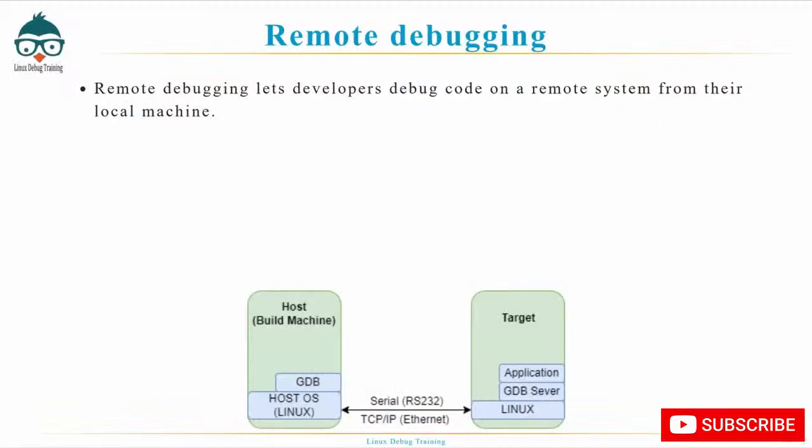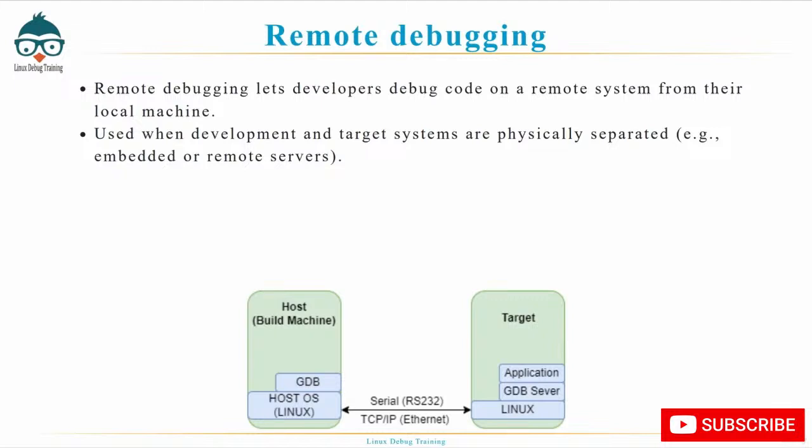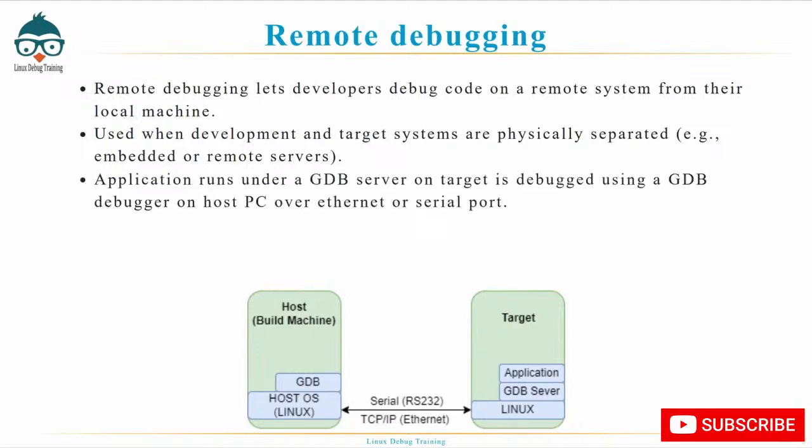Remote debugging allows developers to debug code on a remote system from their local machine. This is typically used when we are developing software for embedded systems or for remote servers. The application on the target uses GDB server to run, and we use the GDB debugger on the host system, and these connect to each other over either an Ethernet or serial port connection.